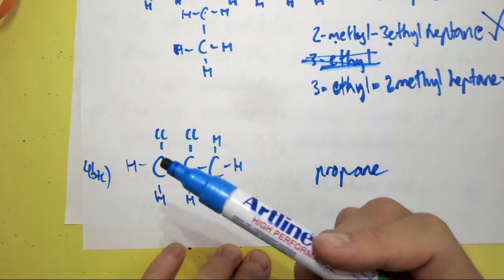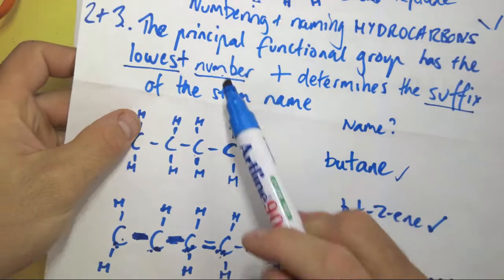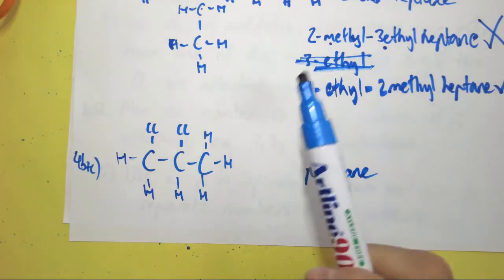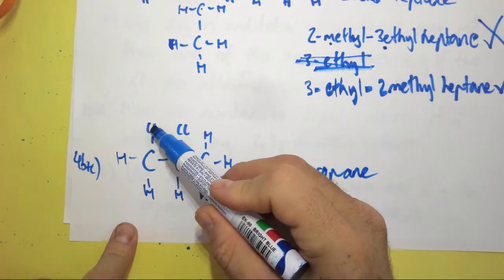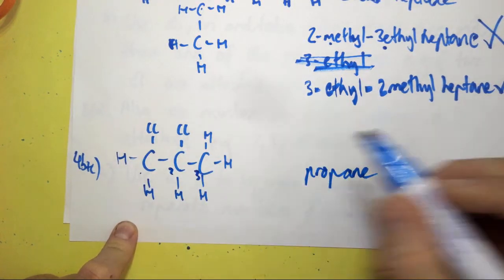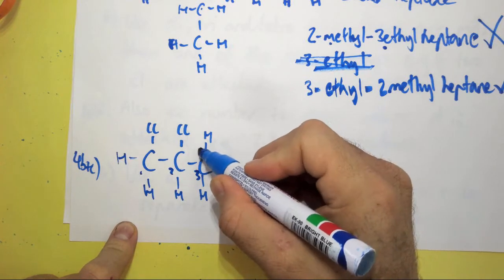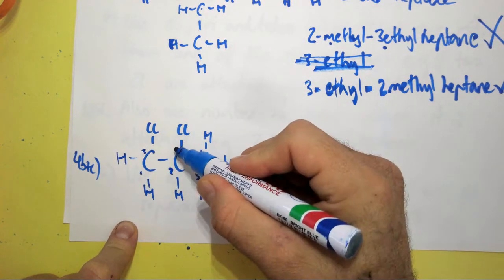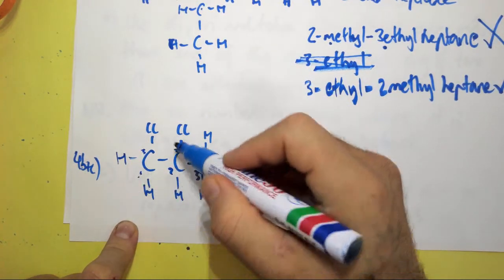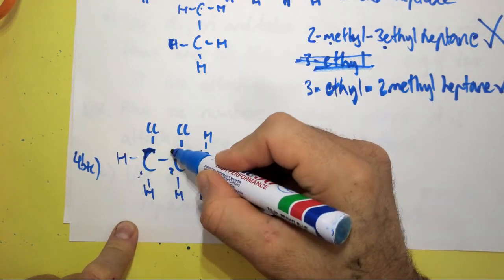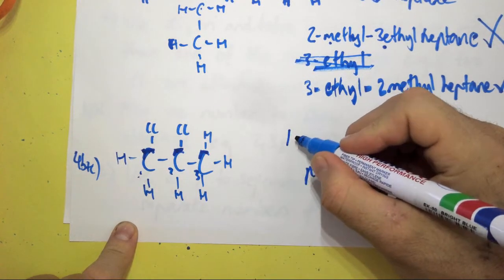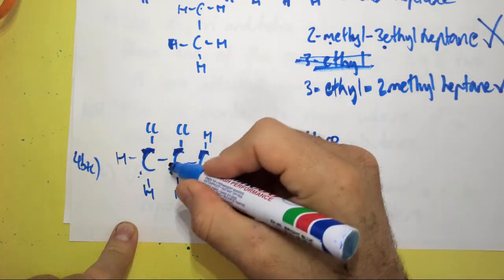Which way do we number it? Well, rule number 2, the principal functional group has the lowest number and determines the suffix of the stem name. So the chlorine starts on 1 here. If we did it the other way, 1, 2, 3, the chlorine would start on 2. So the lowest possible one is going to be this way, 1, 2, 3. So I'm just going to turn that back into our C's. So we've got 1 chloro, 2 chloro.